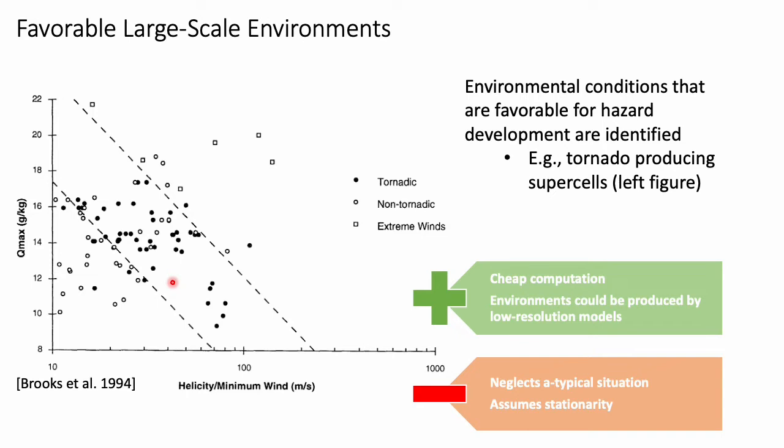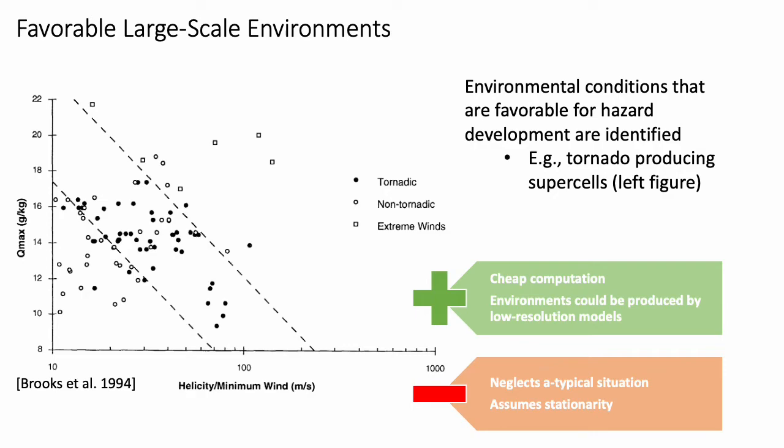The negative here is really that it's neglecting atypical situations. So for example, if you had a tornado over here or down here, you miss those definitely. And I think the biggest drawback here is that it's assuming stationarity. So you can think of it like this: if climate change changes the environmental setting, this relationship might break down because they are based on historic data. These historic databases or events are maybe not really applicable into the future. So this is generally the drawback of these statistical approaches.